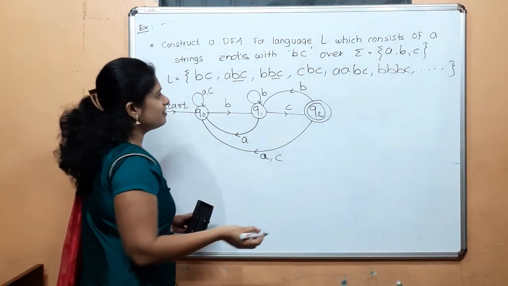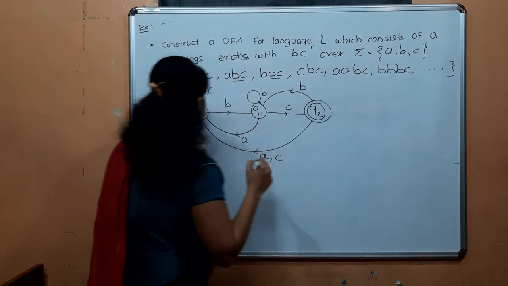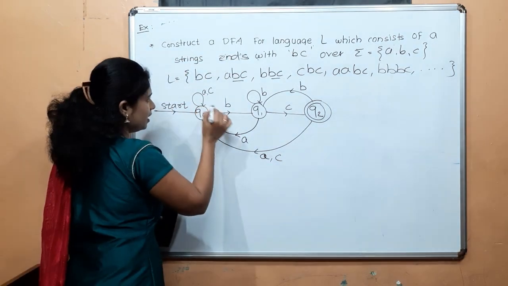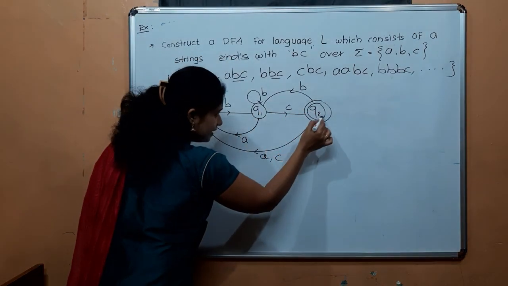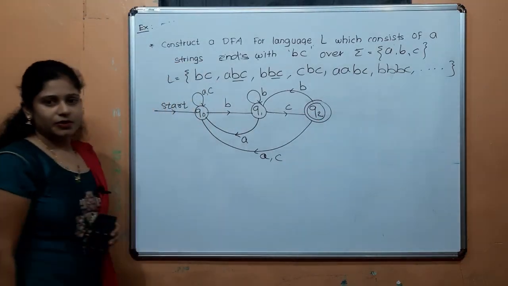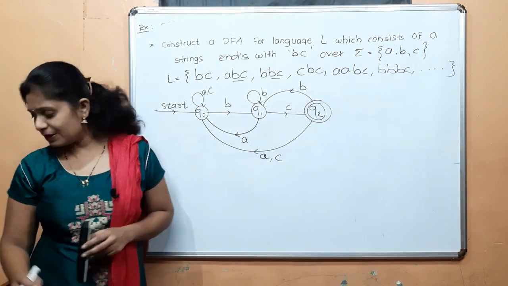Now we can check any string: A, B, C. See here, A, B, C. We can get the final state. Okay. Next example is that.